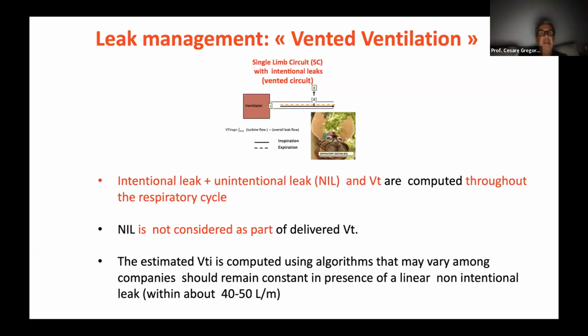During vented ventilation, intentional leaks plus non-intentional leaks are computed at tidal volume throughout the respiratory cycle, and non-intentional leaks are not considered in the delivered VT. So estimated tidal volume is computed using algorithms that may vary among companies, and it should remain constant in the presence of linear non-intentional leaks. Linear leaks are the leaks through the vented configuration. If these leaks become non-linear, the tidal volume can become inaccurate.